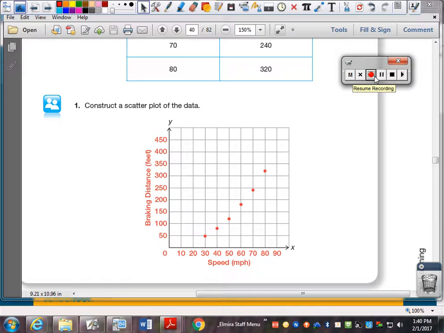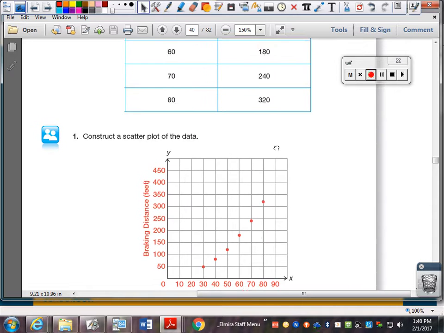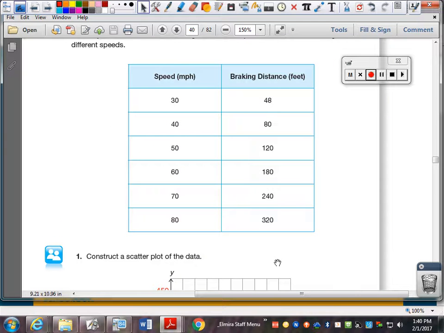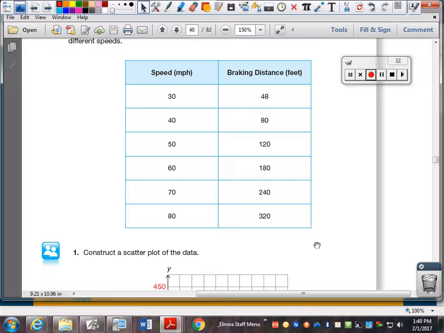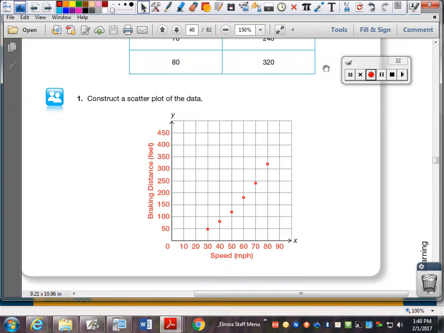Okay, we have some data here that's about how much braking distance you need based on how fast you're going. On the graph, one thing I want to point out is I know that this starts at 30 in your table, but then it counts by tens. You cannot start your graph at 0 and then 30 and then count by tens. Notice they have 10 and 20 here. There's just no data points for that.